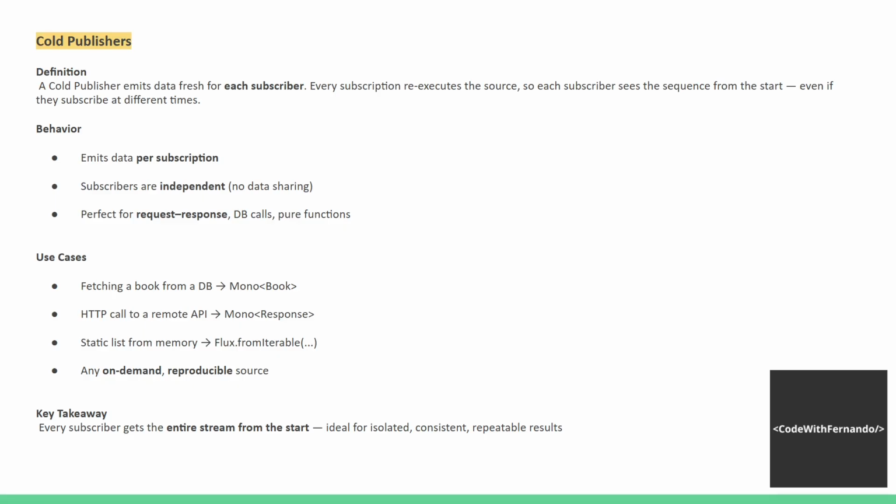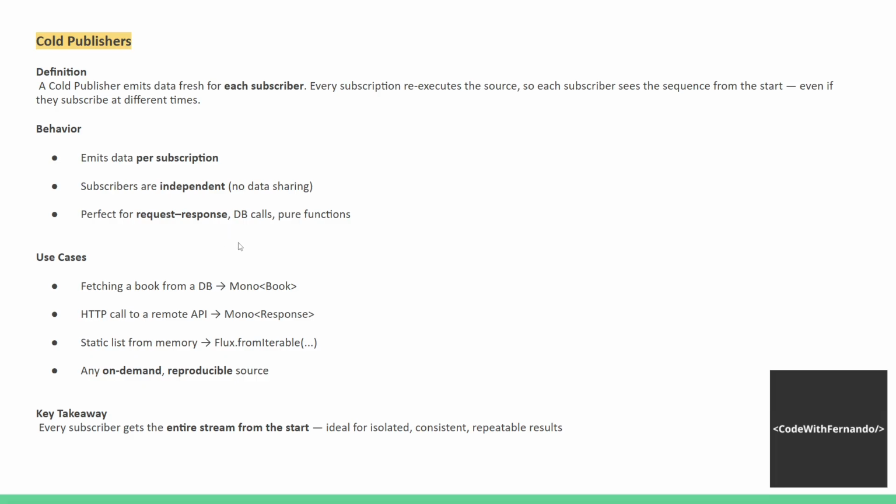Cold publisher. Definition. A cold publisher emits data fresh for each subscriber. It means every subscription re-executes the source, so each subscriber sees the sequence from the start, even if they subscribe at different times. It doesn't matter if the subscriber comes late or if it's present from the beginning. So each subscriber will get the same sequence of data. Behavior: emits data per subscription. Subscribers are independent, no data sharing. Perfect for request response, such as database calls or pure functions.